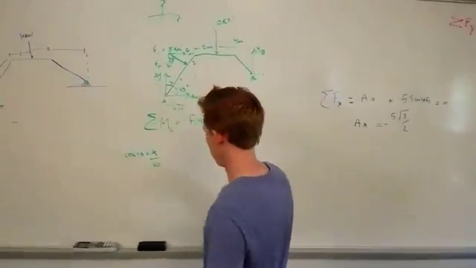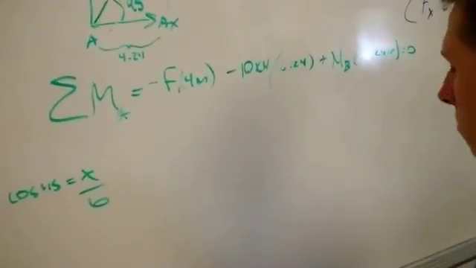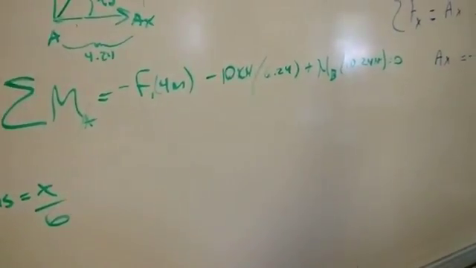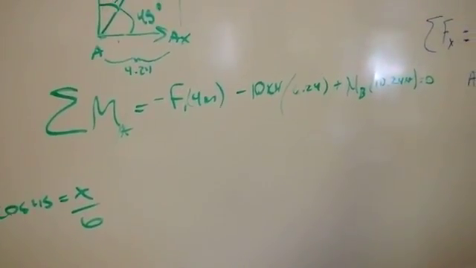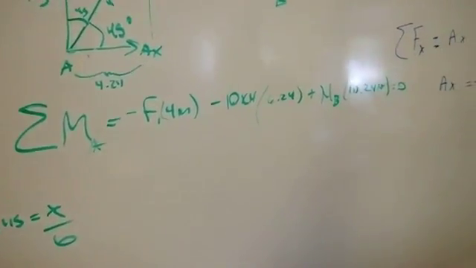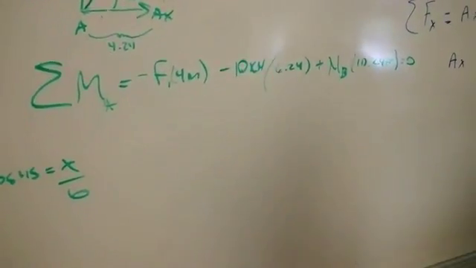Did you get it? 4.24. So what do you say? Equals 0. Right? Yeah. Okay, so here's NB. Looks good. Let's solve for NB, because we have all this stuff. Solve this for NB.